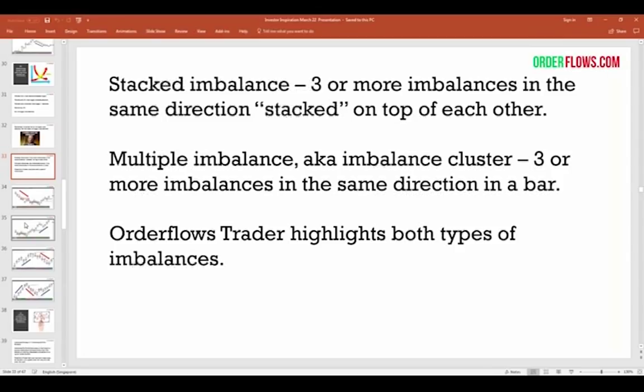Now there's something else which my software highlights. If you don't have my software, you just have to focus on your chart to see it. It's an imbalance cluster, or a multiple imbalance, which is basically 3 or more imbalances in the same direction in the bar. Instead of being stacked on top of each other, there may be 2, then a normal level with normal order flow, and then another imbalance, or they could be spread out a little bit more. It varies.